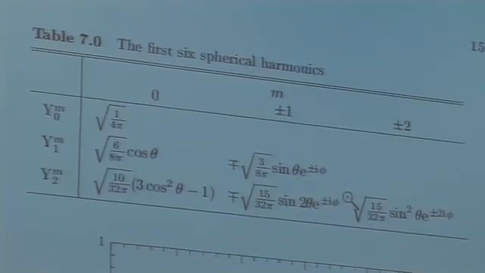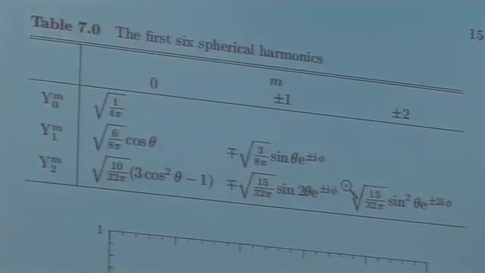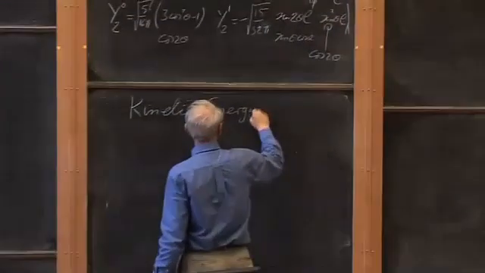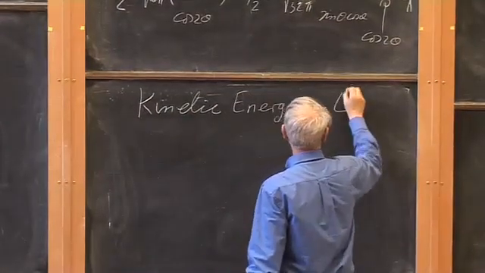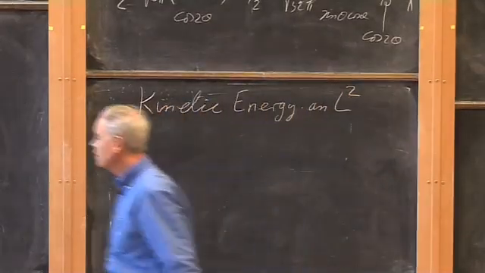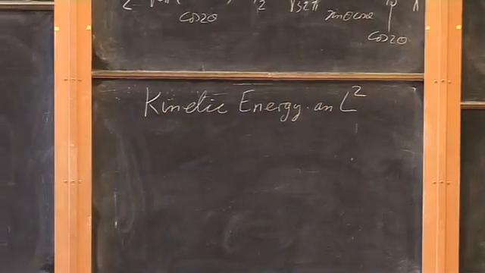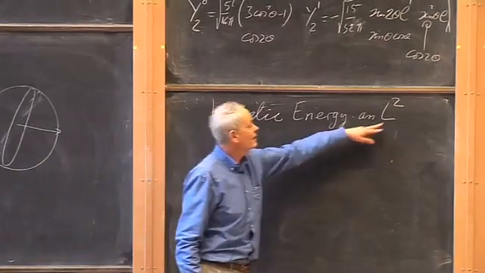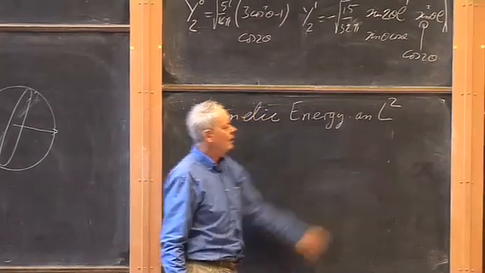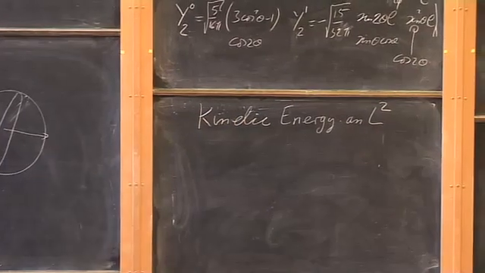So in preparation for work on atoms, we need to get an important formula for how kinetic energy can be expressed in terms of L squared, and this finally obliges us to face up to the tedium of calculating what L squared is, what differential operator represents L squared in the position representation, right?